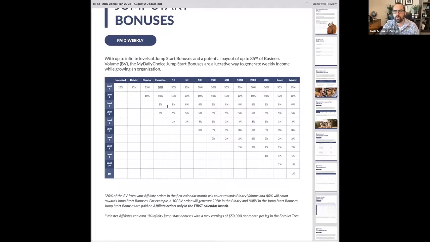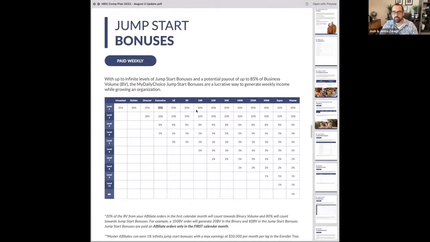And so there's a couple things I want to point out. Just like customer acquisition, there's the 80-20 split. So 80% of the volume is going to count inside of the jumpstarts, and 20% is going to go to the binary. That way, you're always building binary checks as well. The other thing is when affiliates reorder. So after the first calendar month, 100% of their volume goes into the binary. So the jumpstart bonus is really for the first calendar month that new affiliates are ordering and joining your team. On the second calendar month, their volume, their subscription, their reorder always counts in the binary.